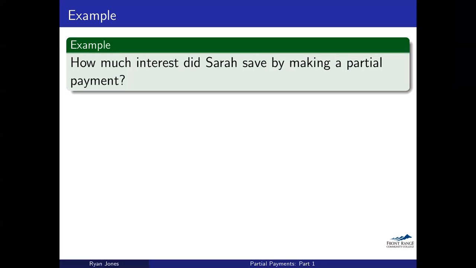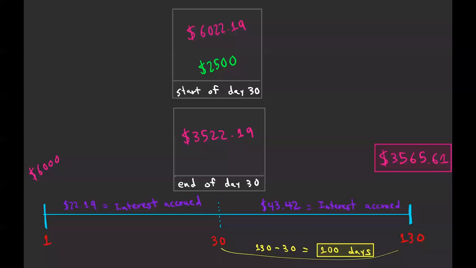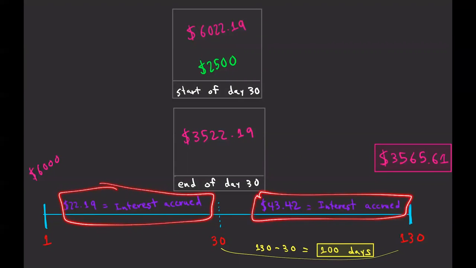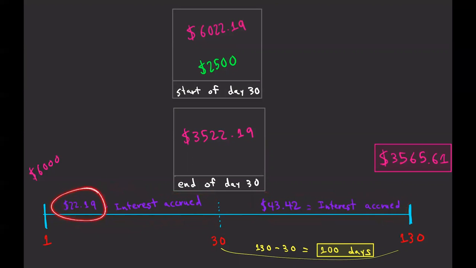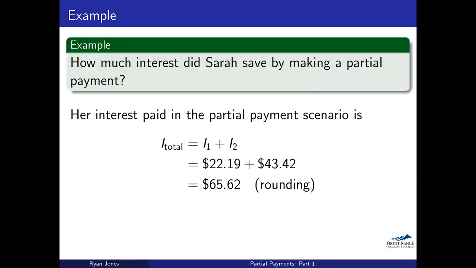So what I'm first going to do is calculate how much interest she actually paid. How much interest did she pay in this scenario of making the partial payment? And this should be very easy to calculate. If we look right back here, we've written down the interest that accrued. So this is the amount of interest that she paid. I just add those numbers together, the 22.19 and the 43.42. And if we do that, we're going to get 65.62.